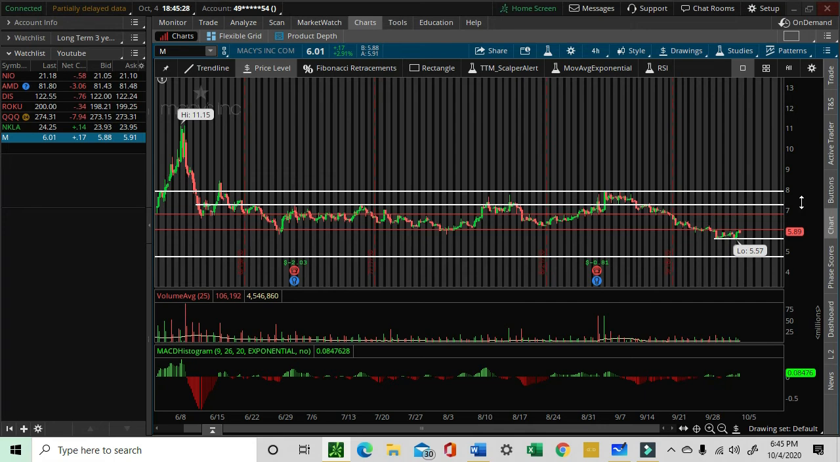You have to check level 2. You have to see your volume confirms it. Do your moving averages confirm it? Does your MACD confirm it? Does your volume average confirm it? There's so many little different things that have to confirm it with one another to make sure that the odds are in your favor so you have a statistical edge over the market, right?